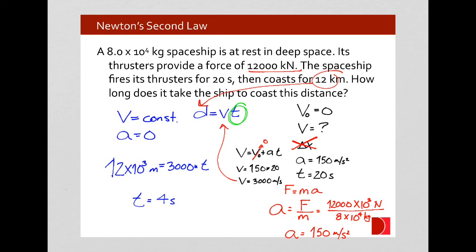So what we've done is we converted everything to our SI base units as we went. That way we could end up with our time in seconds at the end rather than having to do a conversion there.